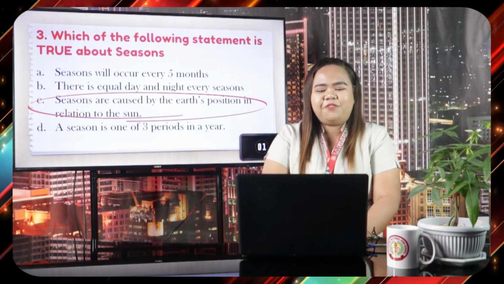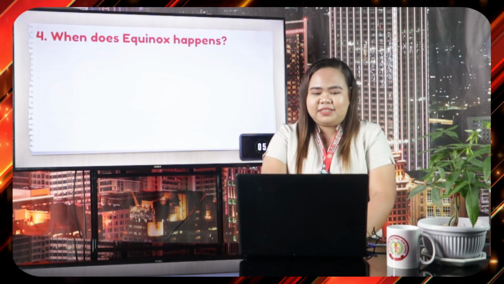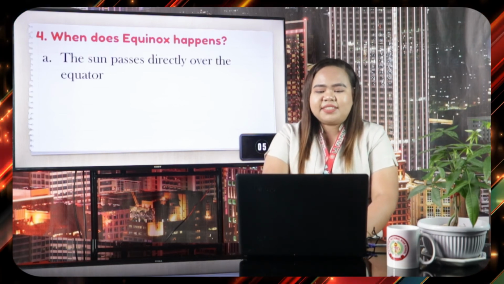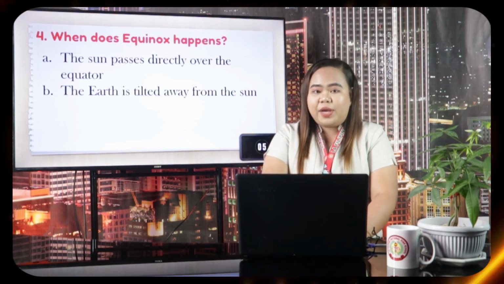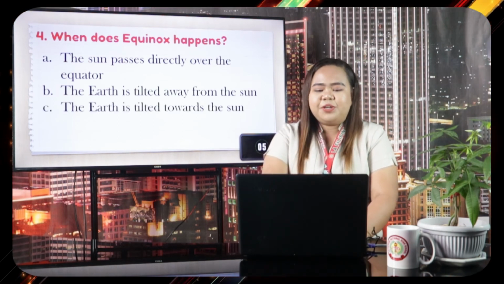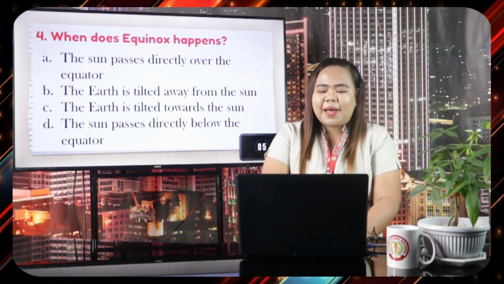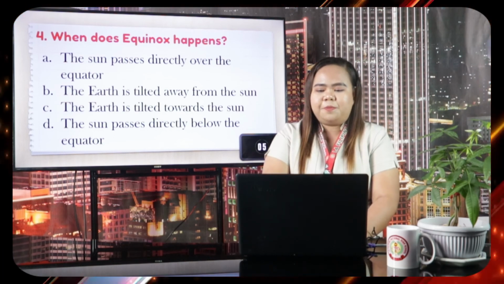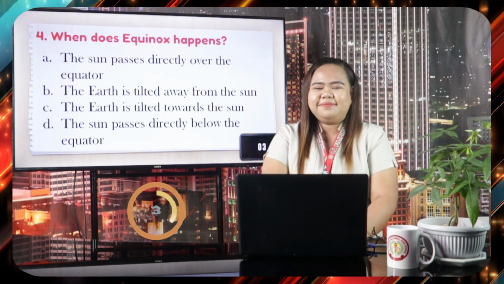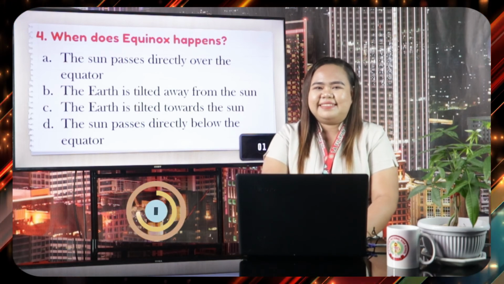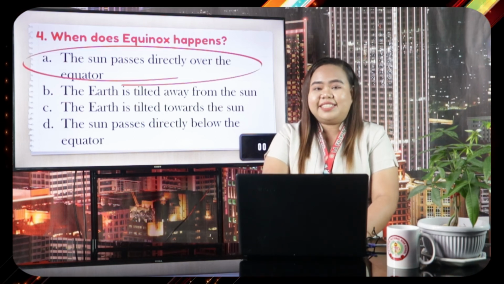Okay, let's have the fourth one. When does equinox happen? A. The sun passes directly over the equator. B. The earth is tilted away from the sun. C. The earth is tilted towards the sun. Or letter D. The sun passes directly below the equator. Your 5 seconds starts now. Okay, the answer is letter A.